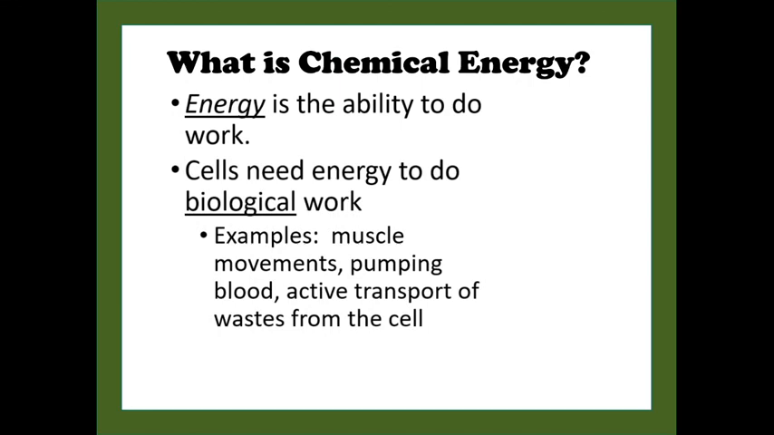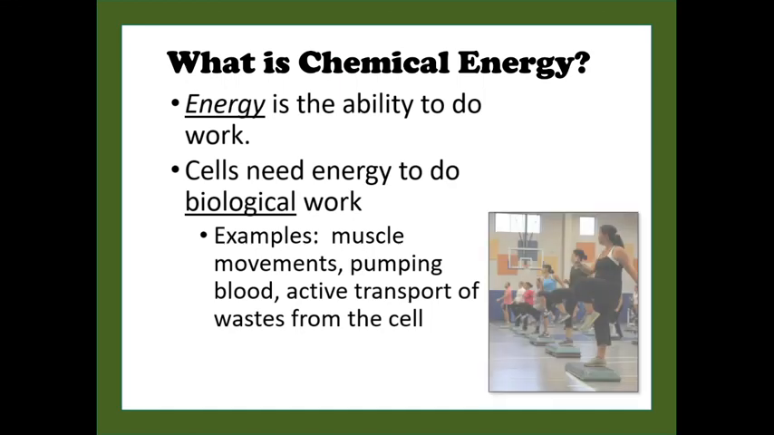Now, cells need energy to do biological work. So, examples of this, like I said, would be muscle movements to help you do walking, jumping, anything like that. Pumping blood. You are constantly pumping blood in your body. So that is another form of work that your body does, as well as active transport of waste from the cell. So if you are not producing that chemical energy you need, cell transport cannot happen. And we need that transport to be continuously moving throughout the cell.